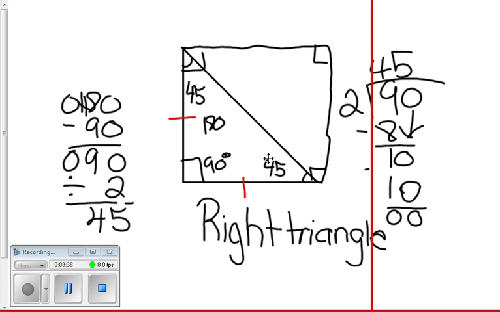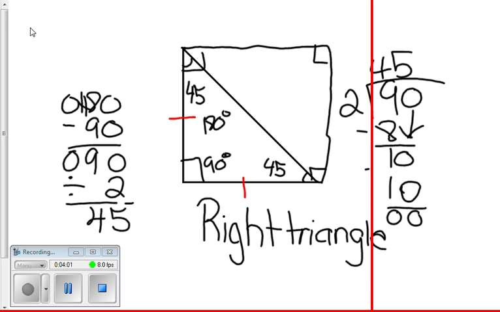Now all together, 45 plus 45 is 90 degrees, plus our right angle of 90 equals our total of 180 degrees. Very good.